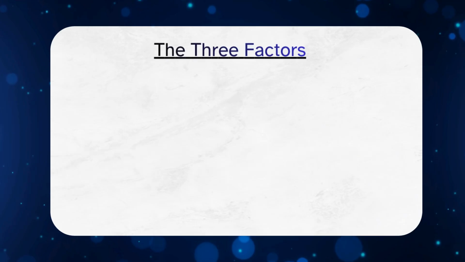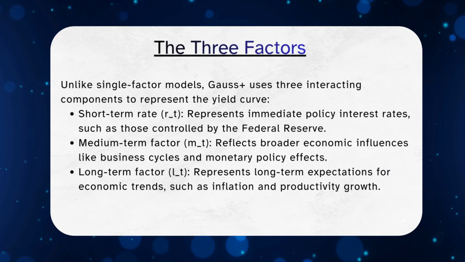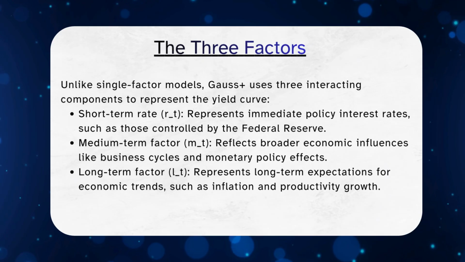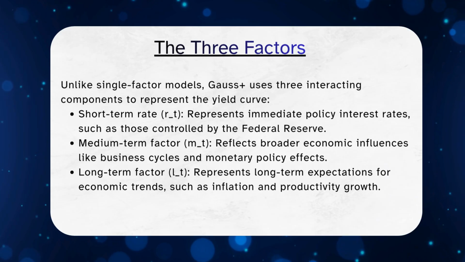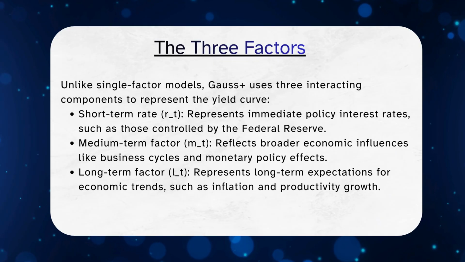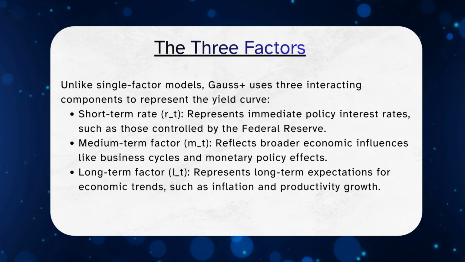So, what's under the hood? The Gauss Plus model is built on three distinct components that represent different economic forces. First, we have the short-term rate. This is essentially the policy rate, like what you'd see controlled by the Federal Reserve. Next is the medium-term factor, MT, which reflects broader economic cycles and monetary policy shifts. Finally, there's the long-term factor, LT, which tracks long-run expectations like inflation and productivity growth.